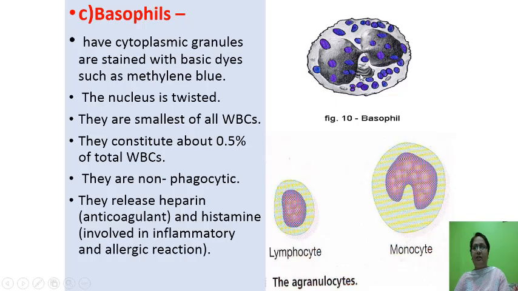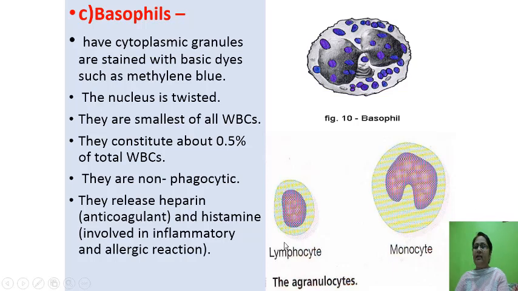They release heparin. What is heparin? They show the anticoagulant property, that is heparin, and histamine. Histamine is involved in inflammatory and allergic reactions. Inflammatory means what? Swelling of different types of organs. That is called inflammatory. So histamine shows this property of inflammation, and heparin shows the property of anticoagulant. Anti means against, coagulant means when the blood clot is there. So these are the basophils.